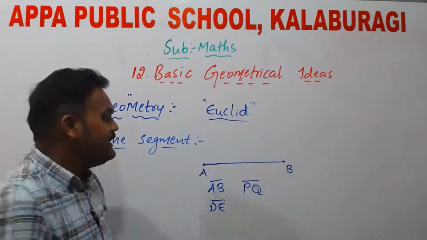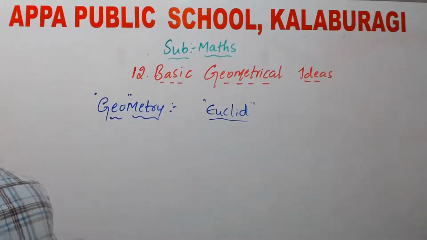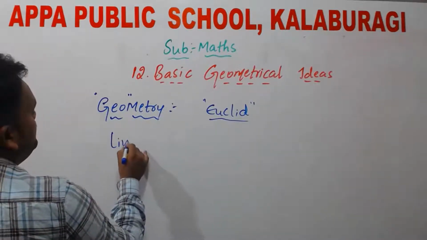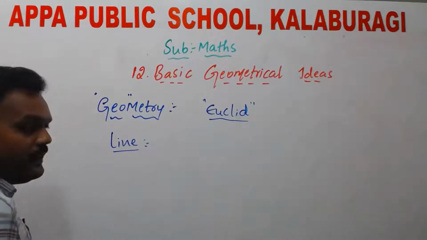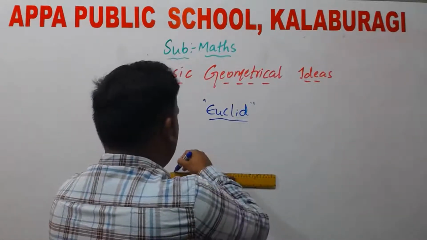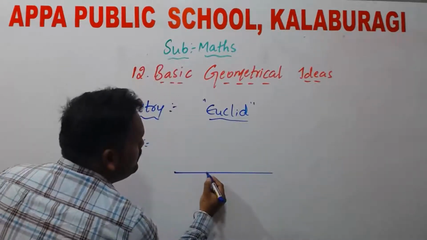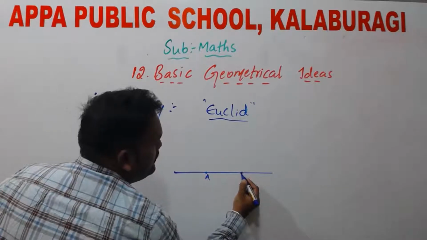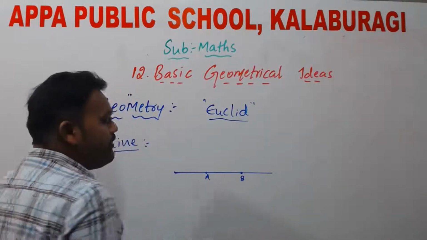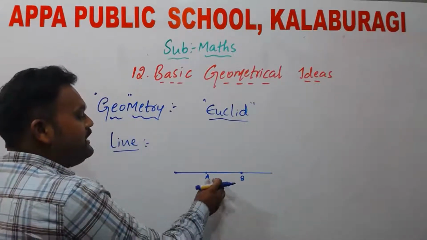See, next one is line. For example, I will draw this line here. You know this is A. You know this is B. AB is called a line segment. Yes, very good. You know, a line segment is a straight line. It has two endpoints, A and B.